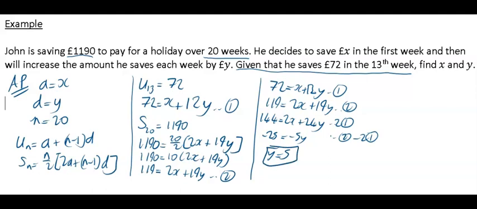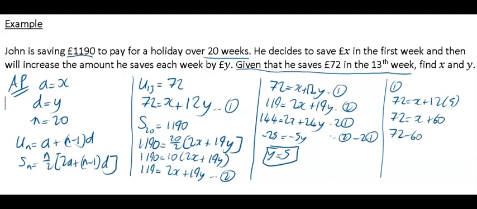Sub that back into the first equation. I'll do that over here. So put that back into equation 1. You're going to have 72 is equal to x plus 12 times the 5. So 72 is equal to x plus 60. So 72 minus the 60 is equal to your x. So your x is equal to 12. Let's see, have we answered this question? Find x and y. We have done it. You can clearly see your answer for x is x equals 12. Your answer for y is 5.